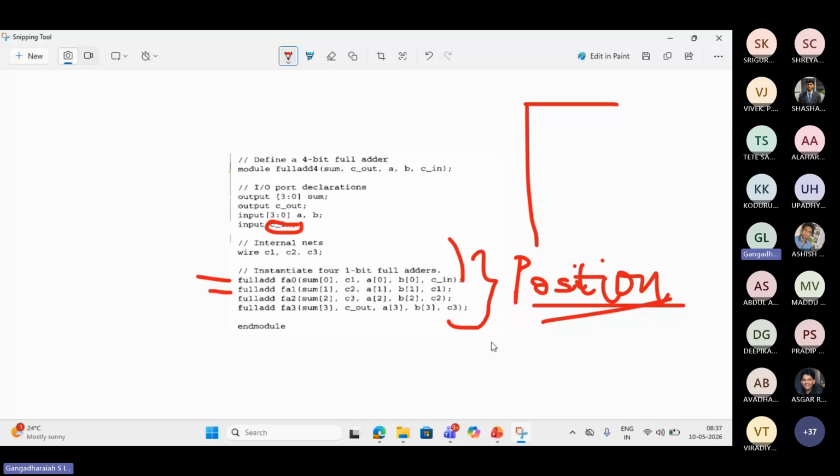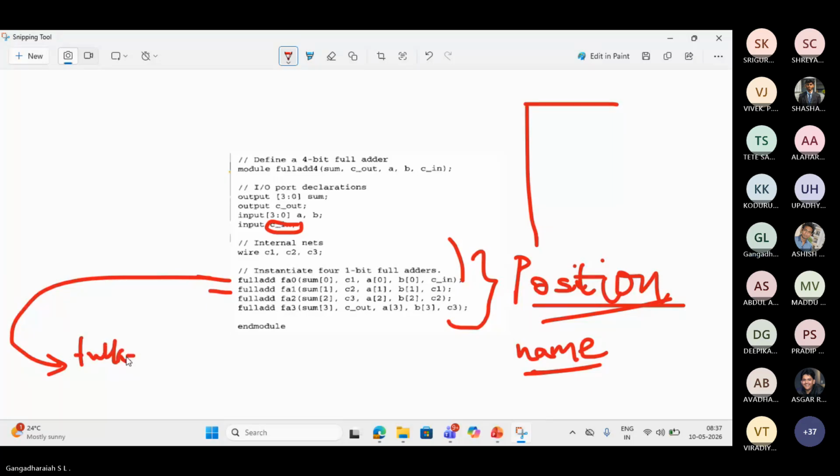Rather than this, we go for port connection by name. This is something like this. Instead of writing like this, let us say I write the equivalent of the first line. Let's say this is same as this full add, FA0, same thing, FA0. What I do is dot sum, let's say SUM is the output of this full add.